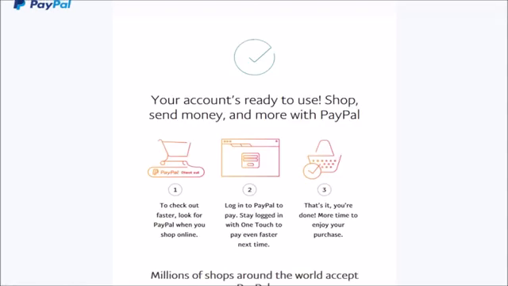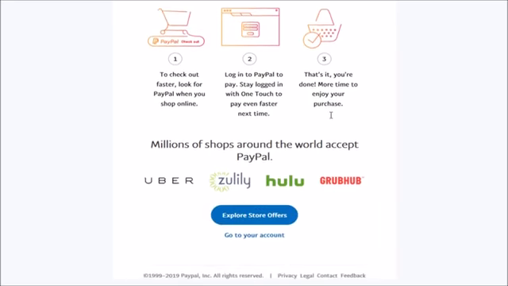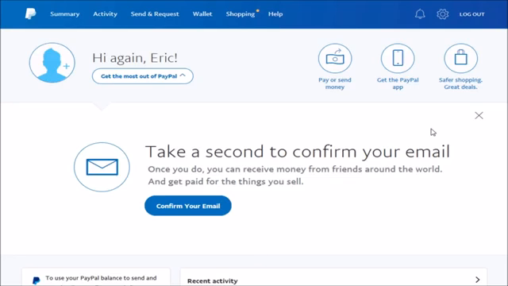So I linked my card. It took me over to the next page with a nice green check mark here showing that it was successful in linking that card. And now everything is set up, ready to use for shopping and sending money. There's a ton of different things that you can use with a PayPal account. If you scroll down to the bottom, click on go to your account, and it will actually officially take you to your brand new PayPal account page. And that's pretty much it.